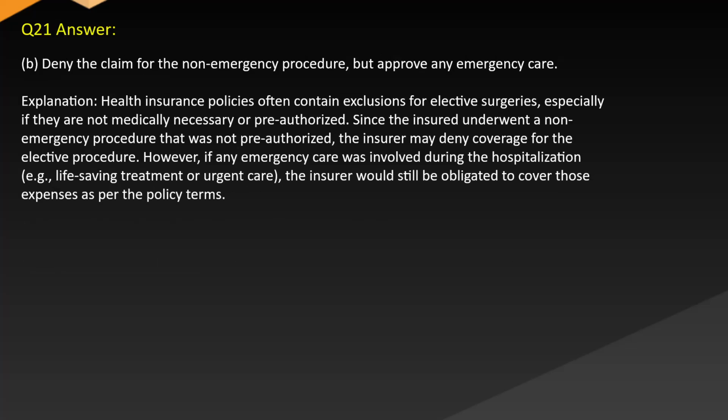Answer: B. Deny the claim for the non-emergency procedure but approve any emergency care. Explanation: health insurance policies often contain exclusions for elective surgeries, especially if they are not medically necessary or pre-authorized. Since the insured underwent a non-emergency procedure that was not pre-authorized, the insurer may deny coverage for the elective procedure. However, if any emergency care was involved during the hospitalization, e.g., life-saving treatment or urgent care, the insurer would still be obligated to cover those expenses as per the policy terms.